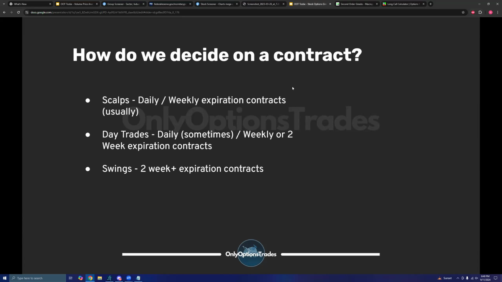Outside of that, weekly contracts can also be acceptable, right? Although the theta is large, if you're only holding for a few hours, you won't really notice the impact of it unless the stock price really just stays flat, at which point you probably weren't in a good trade in the first place. Then finally, moving on to our swing traders.